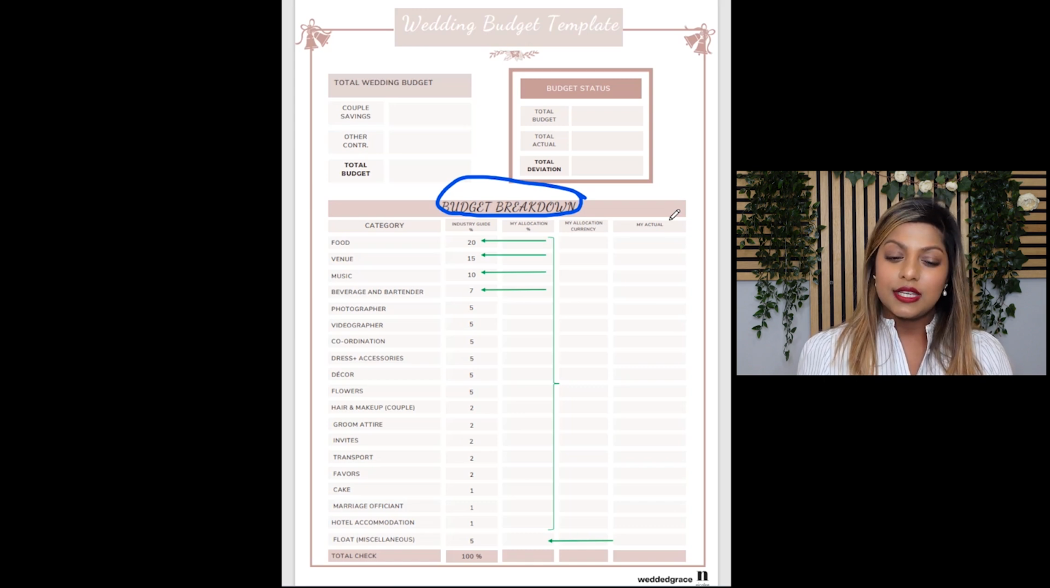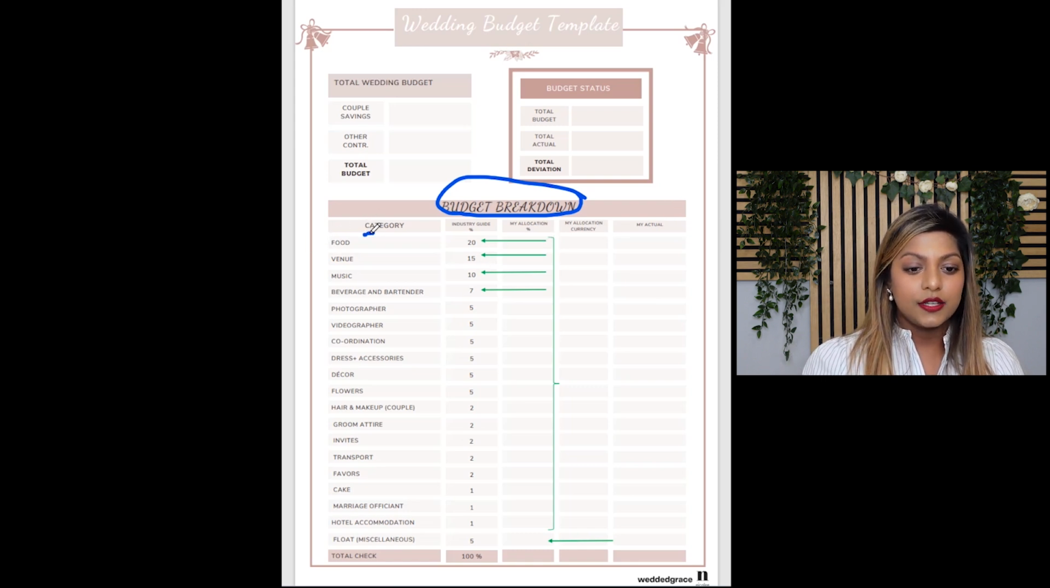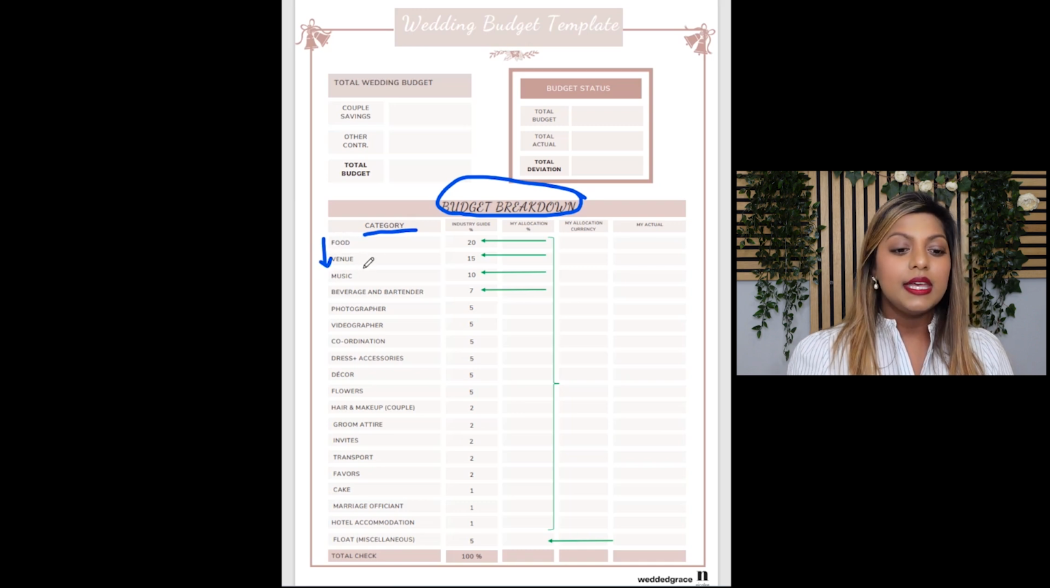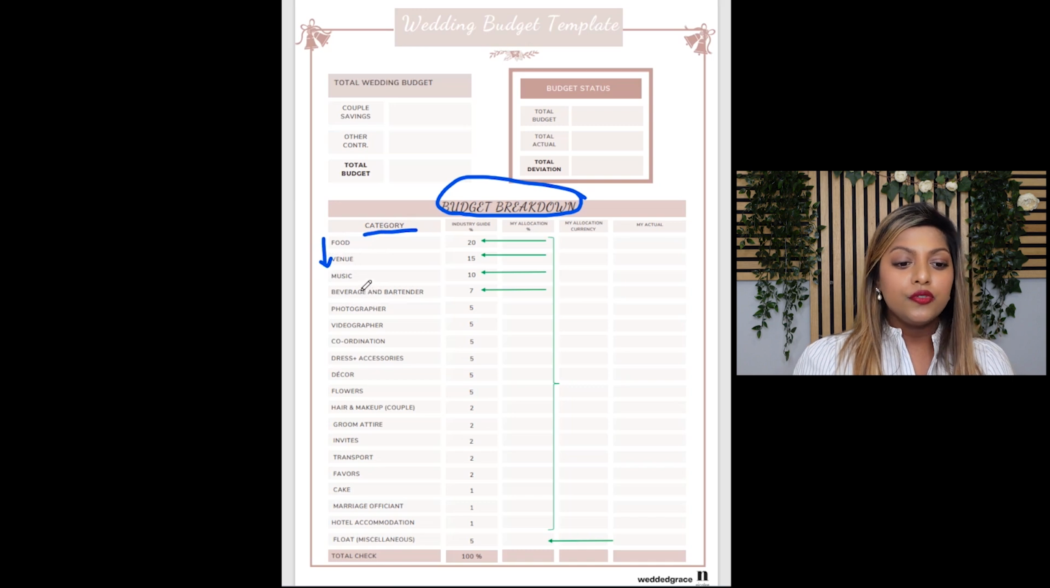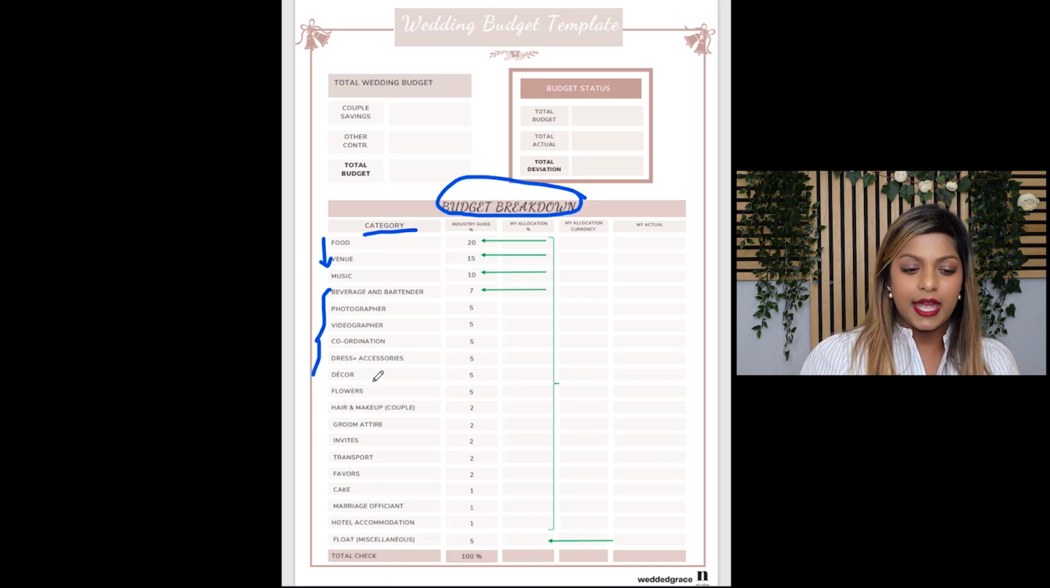Now, these categories are the market standard of the most common categories that you find in a wedding, and along with these categories I have also given you the industry standard. So if you look at the first column, it says category here, and then all of these, I think there are about 19 or 20 of them. These are the general categories you find in a wedding. So for example, your food, your venue, music, just logical things, right? A bartender or a beverage service, photographer, videographer. These are all of your vendors, and your decor, your dress, your hair, your makeup. Very, very common categories.